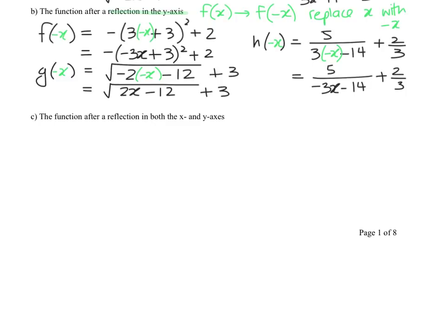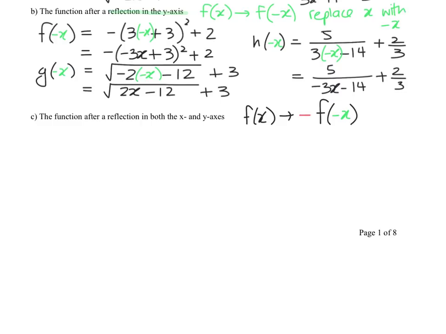For the last example, if you want to reflect a function in both the x and the y-axes, what you want to do is change f of x into negative f of negative x. So you want to do both of the replacements of x with negative x, and also multiplying all of your terms by the -1. So what I would recommend is either take your answers from part A or part B, and then just add in the other reflection, okay?